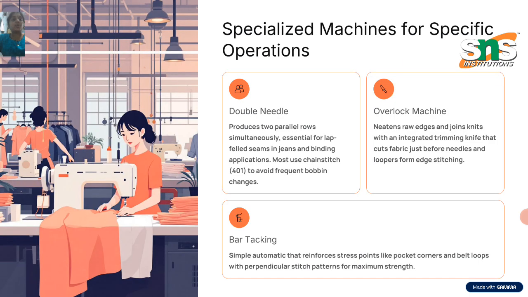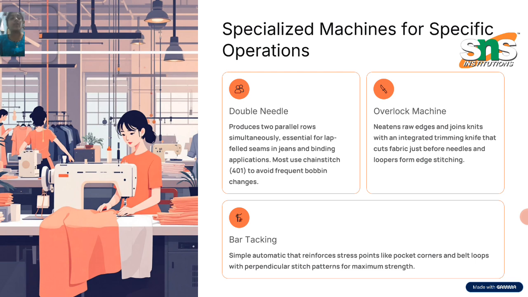The next one is specialized machines for specific operations. The single needle is the main basic type. Next one is double needle. It produces two parallel rows of stitches, essential for lap felled seams in jeans and binding applications. Most use chain stitch 401 to avoid frequent bobbin changes. This number denotes the stitch name or stitch class. 301 is a basic stitch, 401 is the same stitch but it has two lines. It is the main concept.